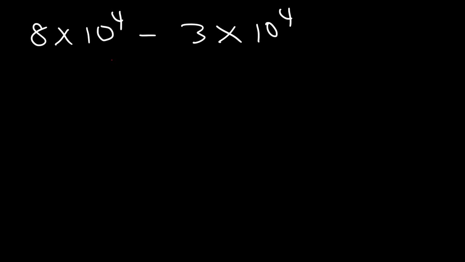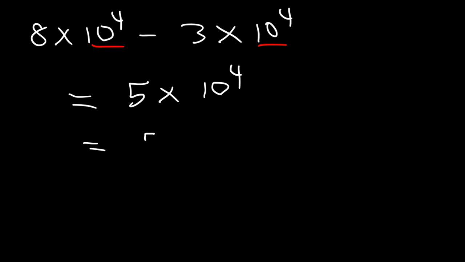So let's say if we wish to combine 8 times 10 to the 4 minus 3 times 10 to the 4. Here we have like terms, so we can simply subtract 8 and 3. 8 minus 3 is 5, so it's 5 times 10 to the 4. And 10 to the 4 is 10,000, because 10 to the 3 is 1,000, so this is going to be 5 times 10,000, which is 50,000.